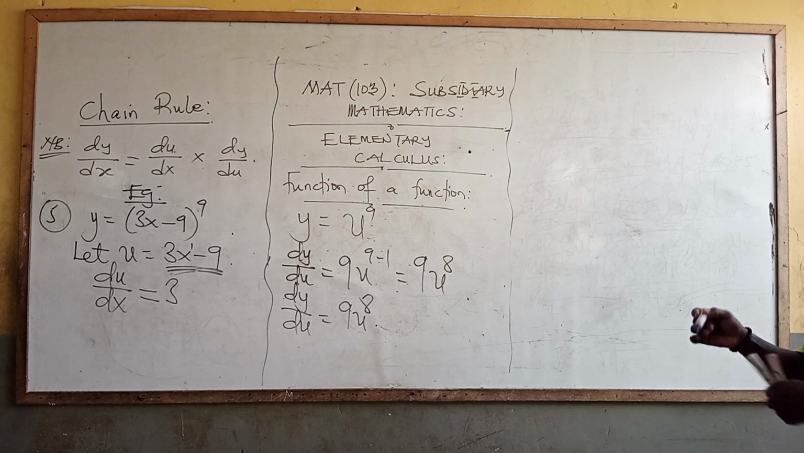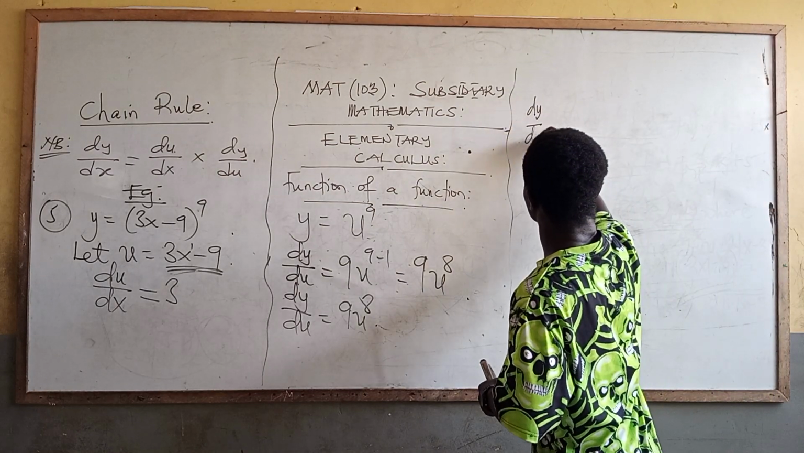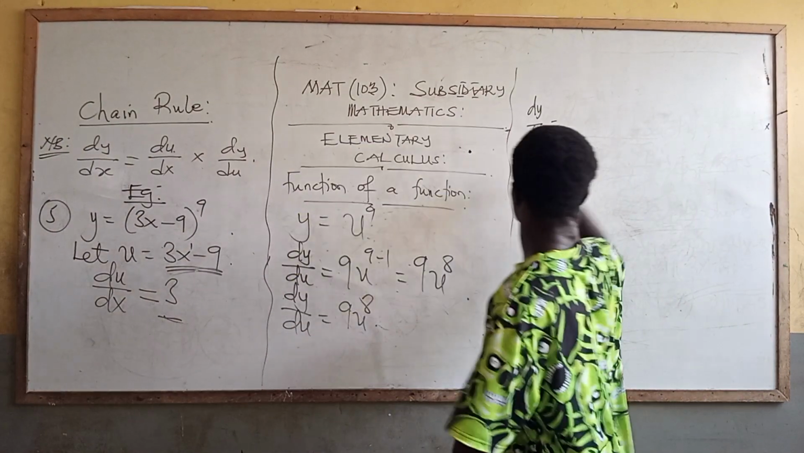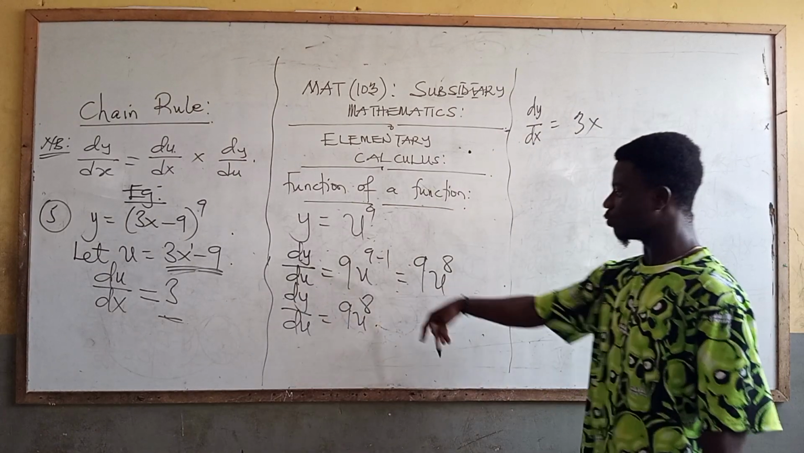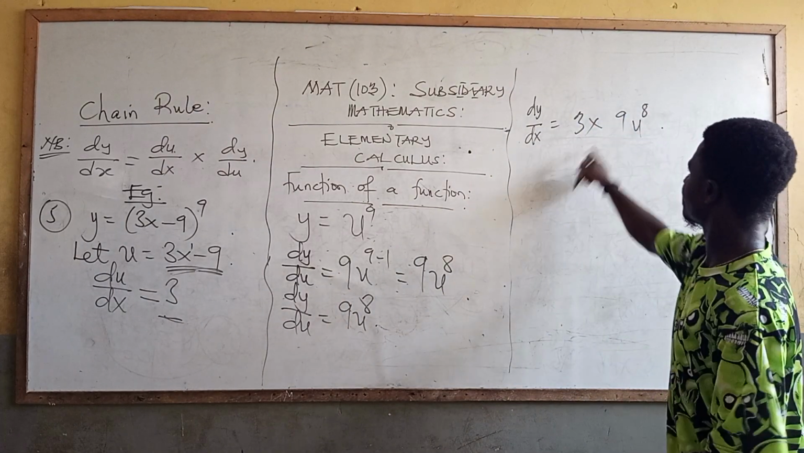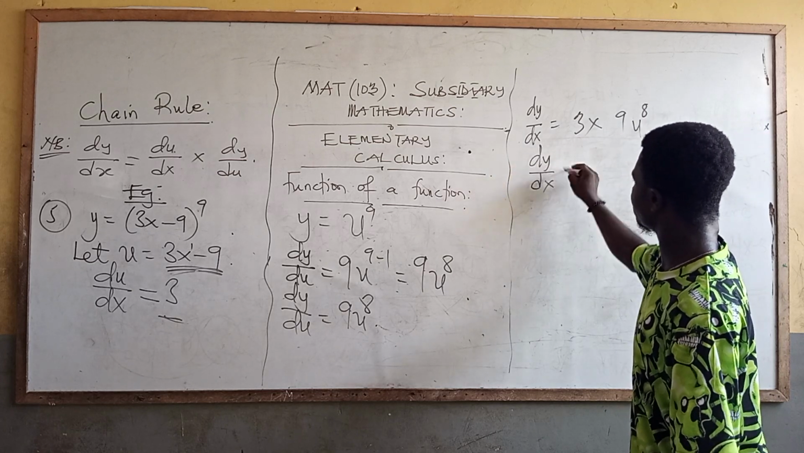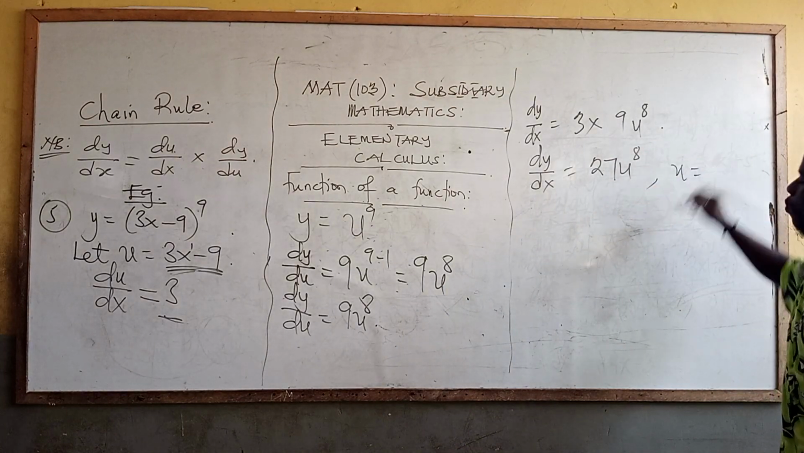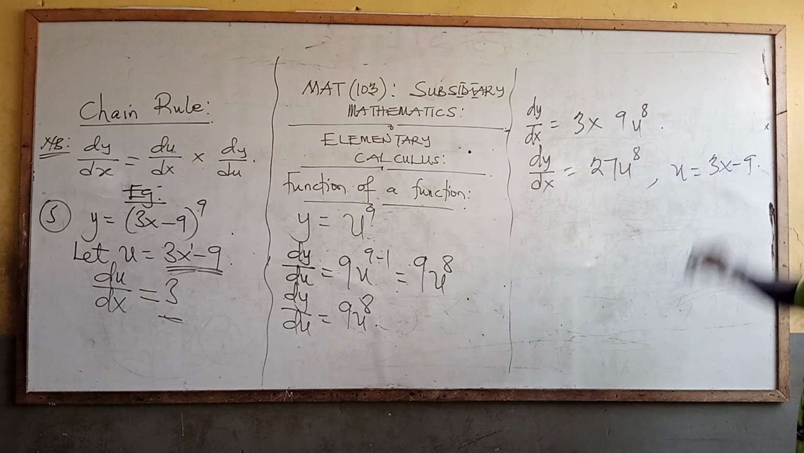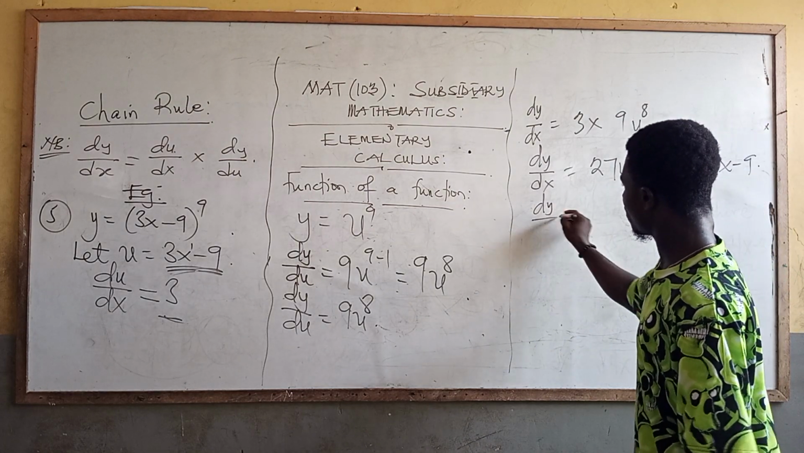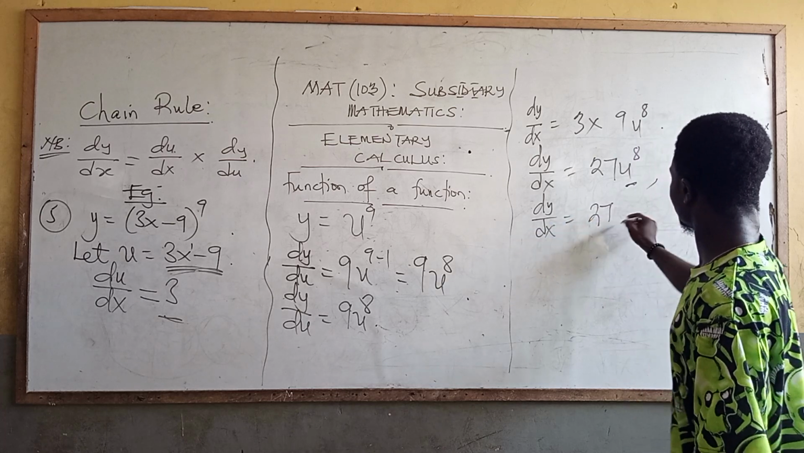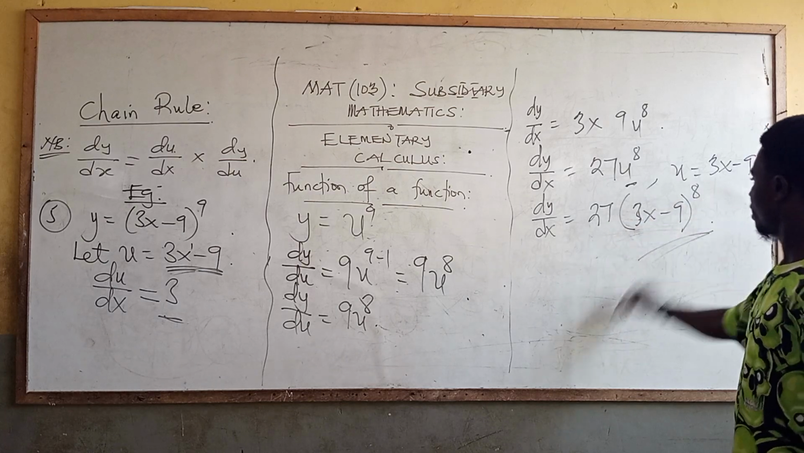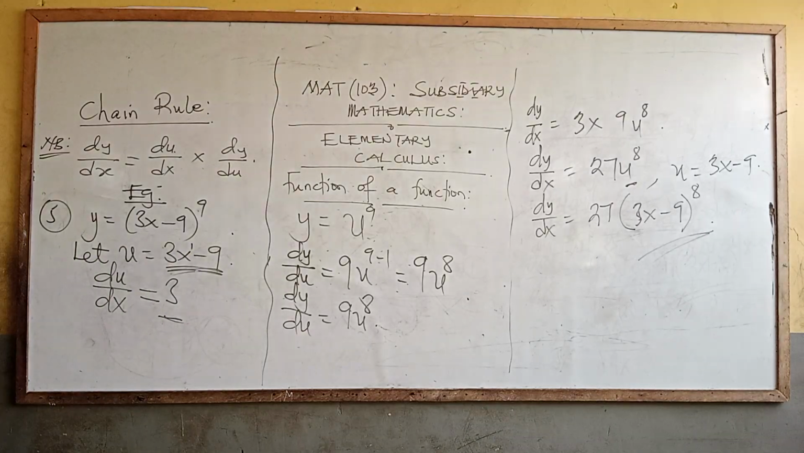So now we apply the formula here, which is dy over dx must be equal to du over dx, which is 3, multiplying dy over du, which is 9u to the power of 8. We can multiply: dy over dx equals 3 times 9, now we get 27 u exponent 8. Now, where my u equals what? 3x minus 9, we substitute. So dy over dx equals 27 times 3x minus 9 to the power 8. So that's it. Very, very simple, very trivial as well.